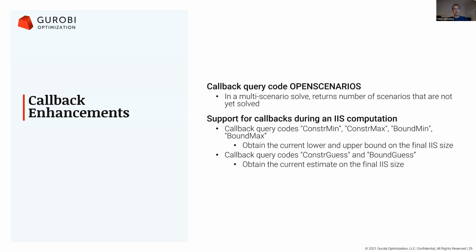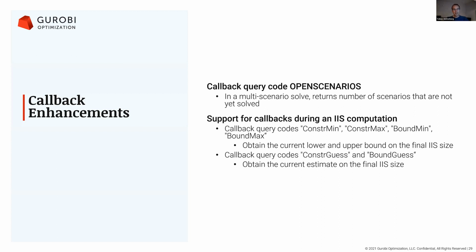Another thing that users have requested was to be able to query the number of open scenarios in a multi-scenario solve. So if you have a problem with multiple scenarios, then you may be interested in the number of scenarios for which Gurobi was not yet able to find an optimal solution and prove its optimality. This number is also displayed in the log file. So now you can also query it programmatically inside your callback.